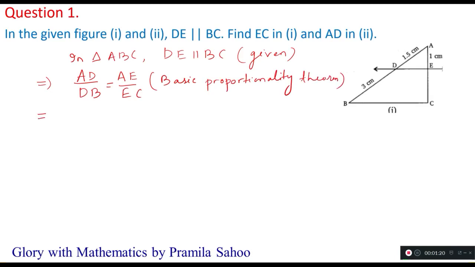So now you put the values. Here AD is 1.5 centimeter divided by DB, which is 3 centimeter, is equal to AE, which is 1 centimeter, by EC. EC is not given. We have to find EC. So this implies EC is equal to, 1.5 by 3 is 1 by 2, so EC is equal to 2 centimeter. So here we found EC as 2 centimeter.